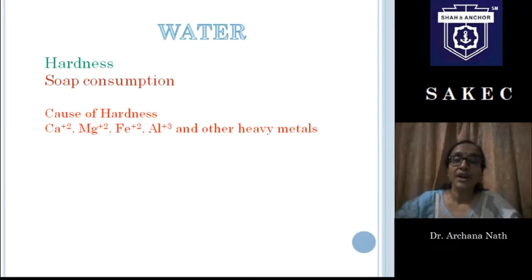So it's a quick recap of what we have learned earlier. What is hardness? Hardness is the soap consumption by a water sample, like how much soap it consumes. If it consumes more soap, the water is called more hard, and if it's less, then we call it soft water. And what is the cause of hardness? The causes of hardness are these cations. When we have different salts of these cations like calcium, magnesium, iron, aluminum, we call it hard water, right?